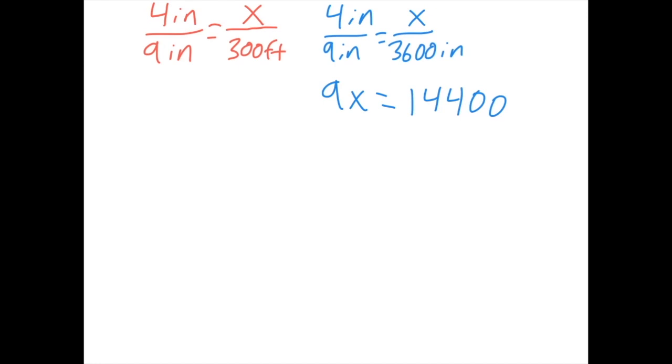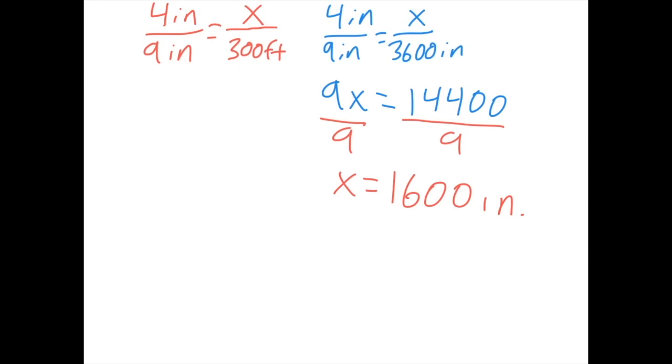So then to solve for x, we divide both sides by 9. And we'll get our final answer as x equals 1,600. And remember, we were in inches, so it's 1,600 inches. And if they wanted you to convert it to feet, you could then do that by dividing the whole thing by 12. But in this case, we can just have it in inches. So our length of our actual town is 1,600 inches.